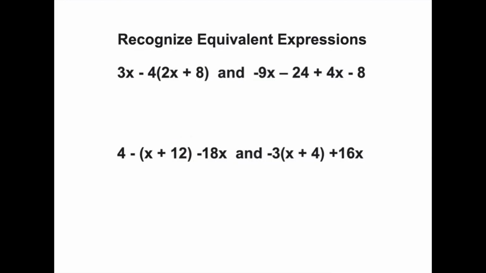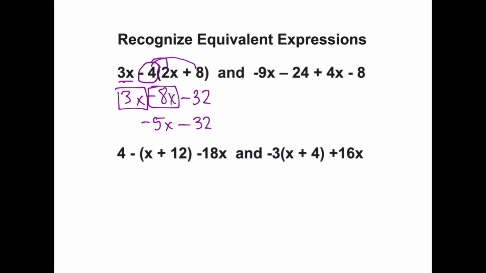Now let's put it all together to decide if we have equivalent expressions. We want to know, does the side on the left equal the side on the right? To determine this, we have to simplify each expression and see if they are the same. We have to first distribute this negative 4 through. So we have negative 4 times 2, which is negative 8x, and negative 4 times 8, which is negative 32. We also have this 3x to bring down. If you notice, we do have like terms. We have 3x and a negative 8x. 3 minus 8 is negative 5. So we have negative 5x minus 32, and the side on the left is in its simplest form.